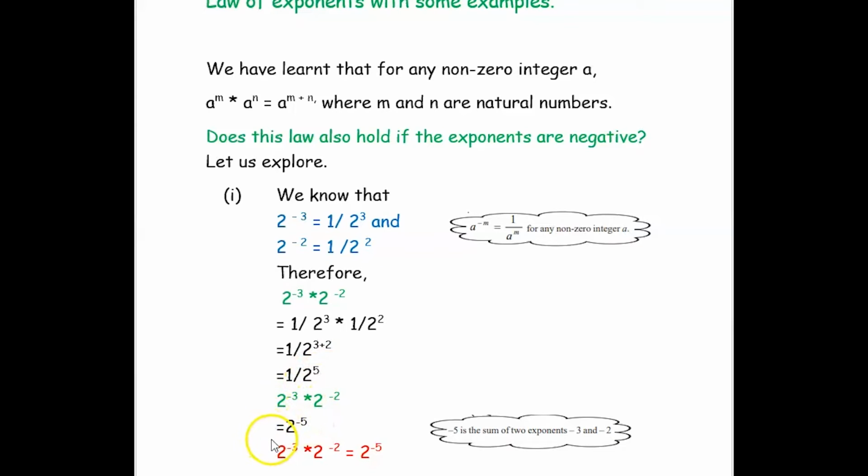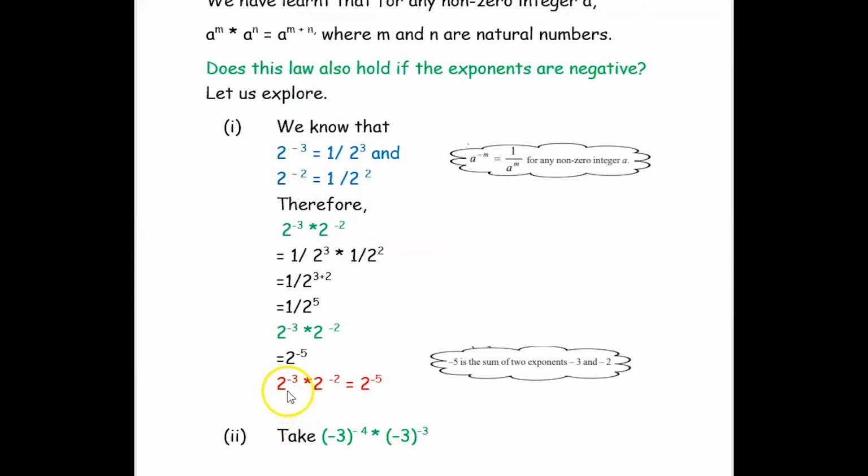Again we can write that as 2 raised to the power of negative 5. So 2 raised to the power of negative 3 into 2 raised to the power of negative 2 is 2 raised to the power of negative 5. In simple terms, the base is the same, so we write 2, and we can add the powers. Negative 2 plus negative 3 will be negative 5. So both the results are the same.